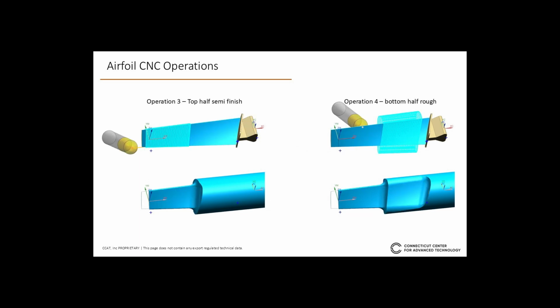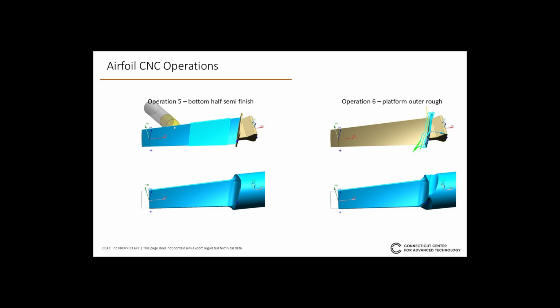So we did the first half of the blade. This is the roughing operation. Then we went into semi-finishing the top half. Then we go into operation 4, which is roughing the bottom half. Then again, for operation 5, we go into semi-finishing the bottom half. Then we switch over to a roughing operation for the outer surface of the platform, the side surfaces. Then we go into finishing the outer surfaces of the platform. And then we transition. Operation 8 is finishing the top of the platform.